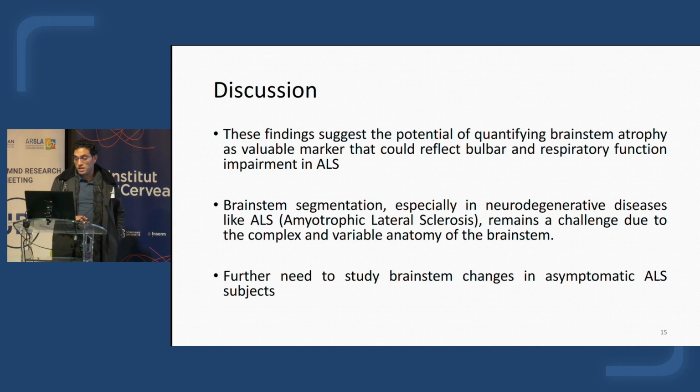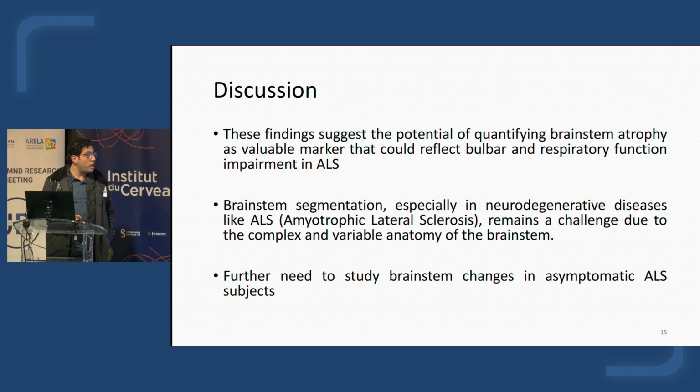These findings suggest the potential of quantifying brainstem atrophy as a valuable marker for assessing bulbar and respiratory function in ALS patients. The positive correlations we have observed in this study are promising, correlating with the key functional outcomes of respiration, which highlights the brainstem's critical role in disease progression.